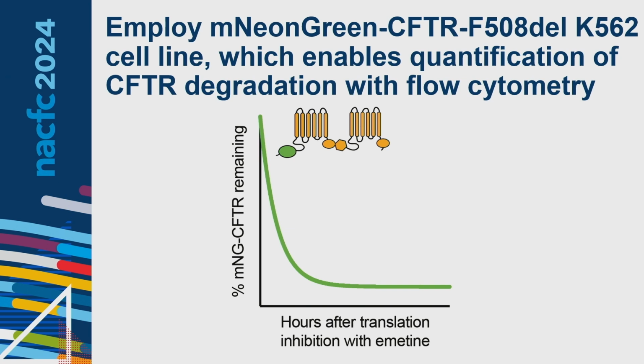This system employs an Ameen-green F508del reporter, which enables real-time quantification of CFTR degradation with flow cytometry. So we have this CFTR molecule that is N-terminally tagged with Ameen-green. And if we give ribosome inhibitors to the cell, CFTR degrades and the Ameen-green degrades with it. And so therefore we can come up with this decay curve and we can calculate things like half-life, which in my system is about 40 minutes for F508del.